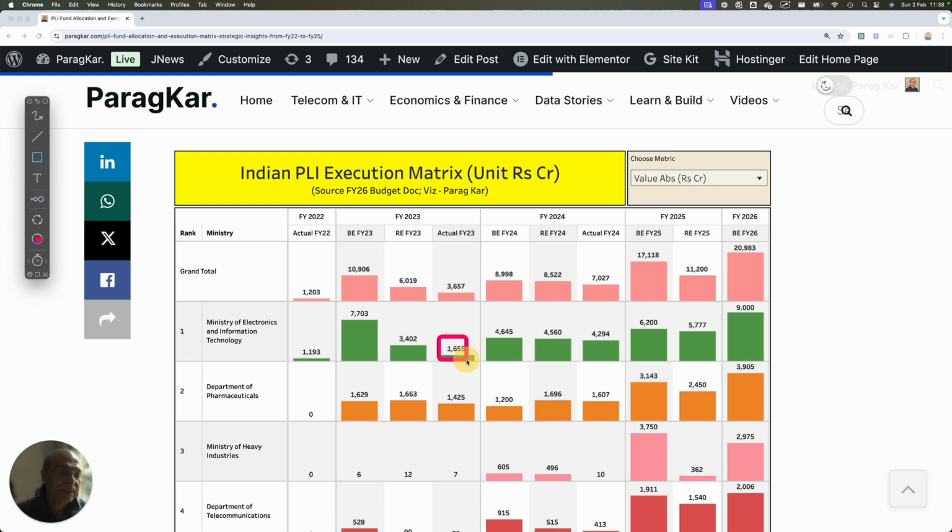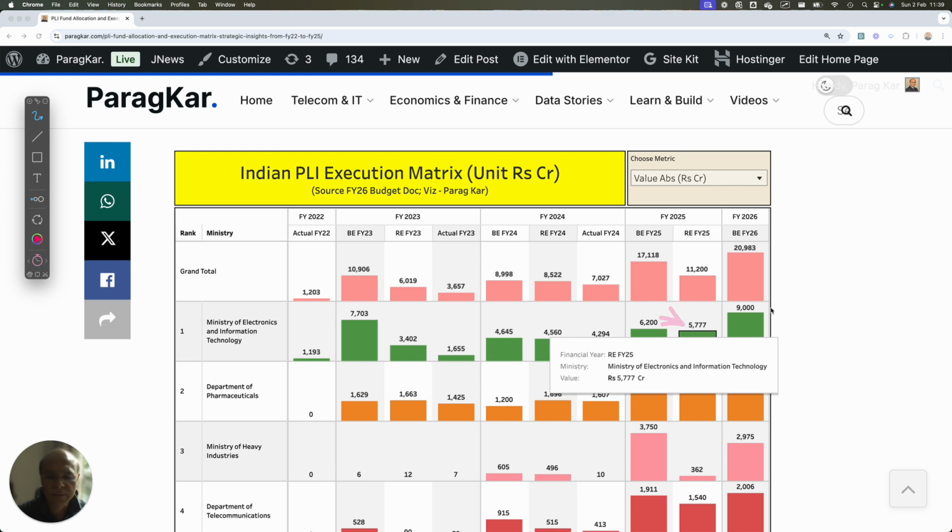Right? Then the budgetary estimate was ramped up in FY24 for the Ministry of Electronics and IT to 4,645 crores, and then the revised estimate and the actual spend remained the same. Then the following year, the budgetary estimate was increased to 6,200 crores. The revised estimate is a little down to 5,777, and now the budgetary estimate for FY26 is 9,000 crores.